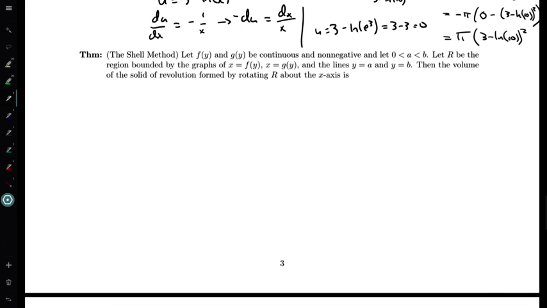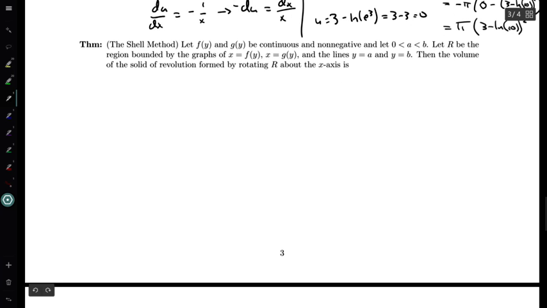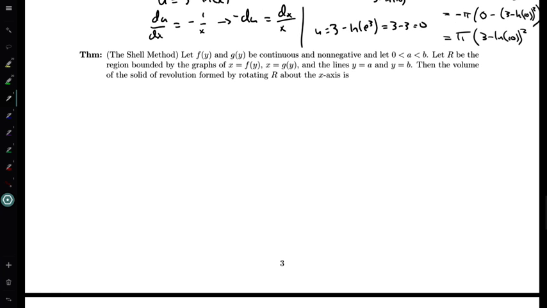In this last video for part 1 of section 2.3, we want to take a look at using the shell method when we're integrating with respect to y. So far we've seen how the washer method can be helpful for both integrating with respect to x and integrating with respect to y, and we want to show that the same is true of the shell method that we've just been introducing and working with now.